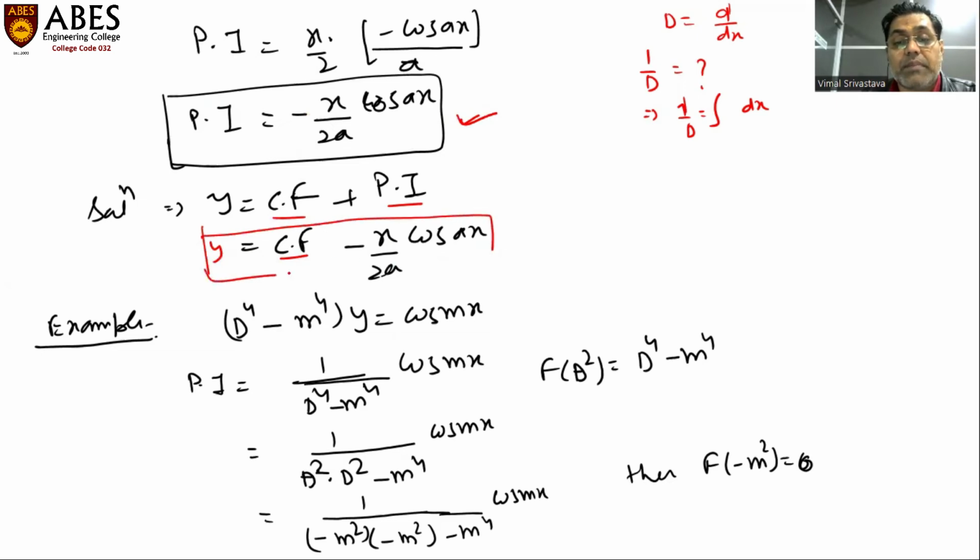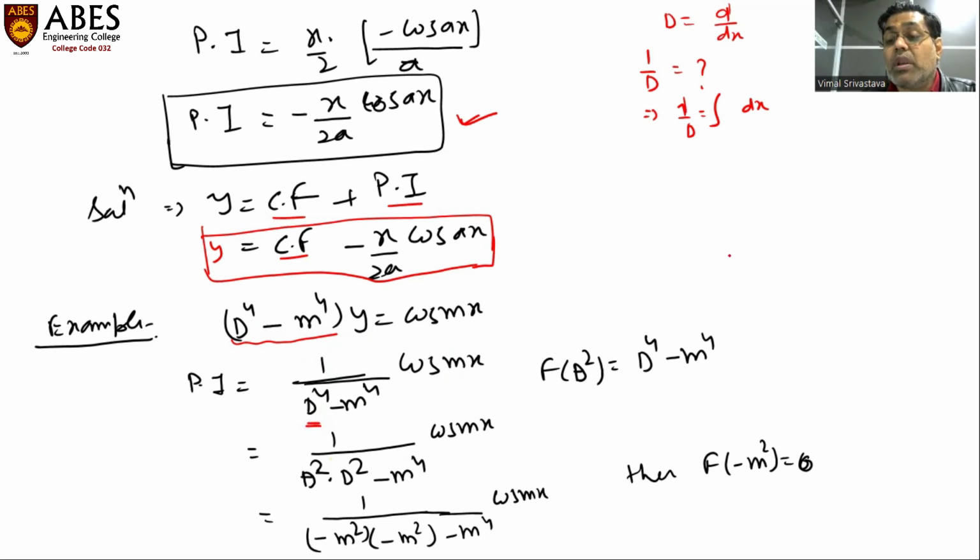Let us take another example. (D raised to power 4 minus m raised to power 4) y is equal to cos mx. So again, for PI, we are taking this f(D) on the right hand side: 1 upon (D raised to power 4 minus m raised to power 4) cos mx.